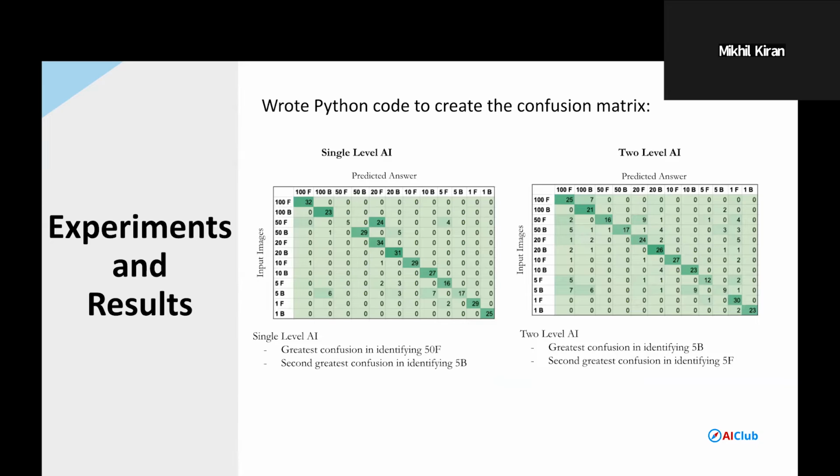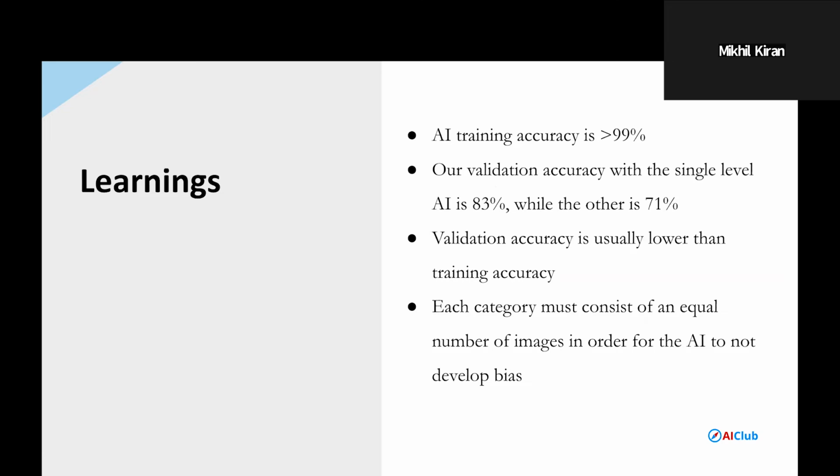Our learnings from making these AIs were that we learned that training accuracy is usually very high, while validation accuracy is much lower. This is proven because our training accuracy was over 98% for every AI, but our validation accuracy was only 83% for a single level and 71% for 2-level. We also learned that each image category must consist of an equal number of images for the AI to not develop bias.